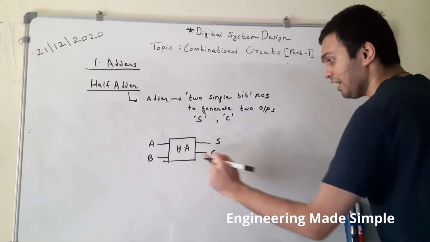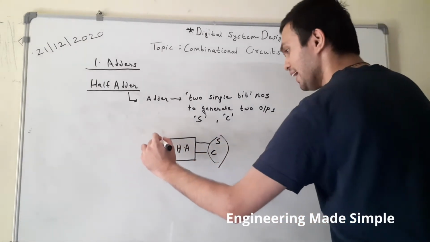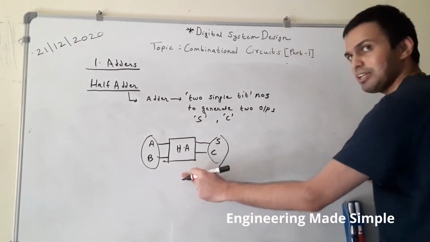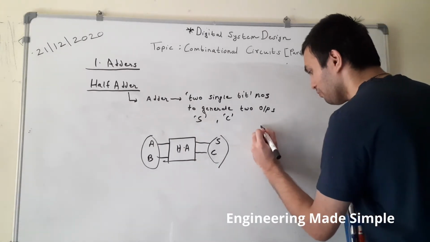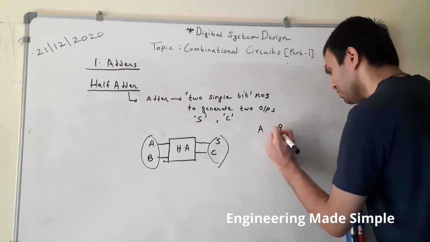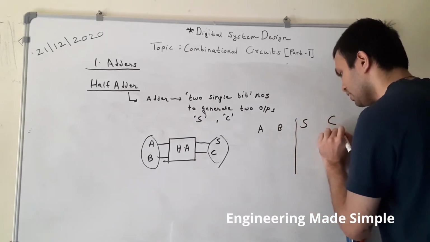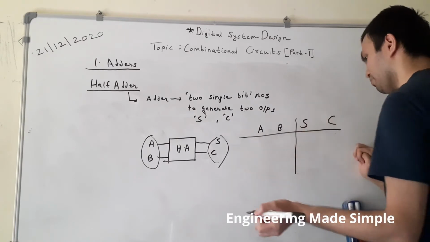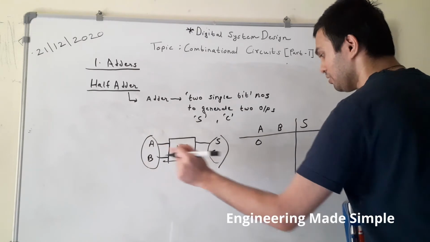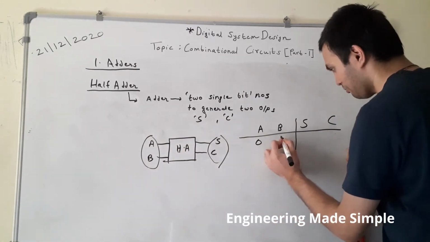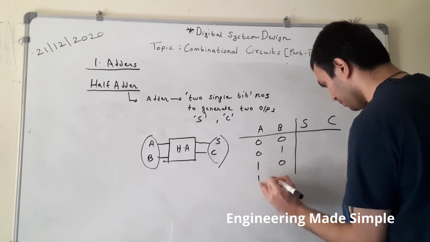Now we have identified which are the output variables. We know sum and carry are the output variables and A and B are the input variables from the generalized block diagram. HA, meaning half adder, I have written in short. So the truth table for this is: A and B are inputs, and S and C are written for sum and carry. Now as there are 2 inputs, there are 4 possible input combinations. What will that be? 0 0, 0 1, 1 0, 1 1.